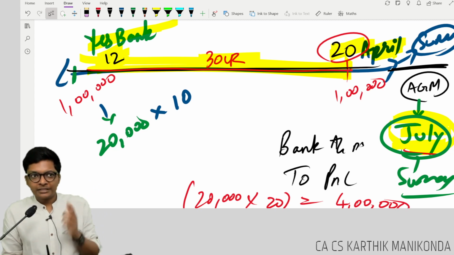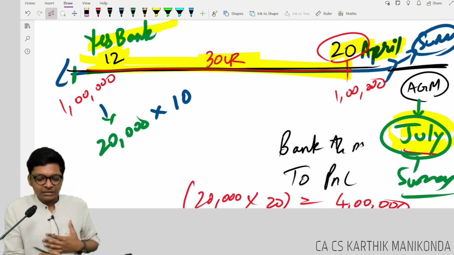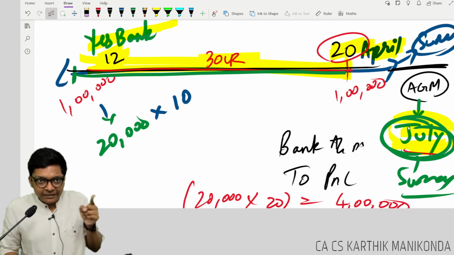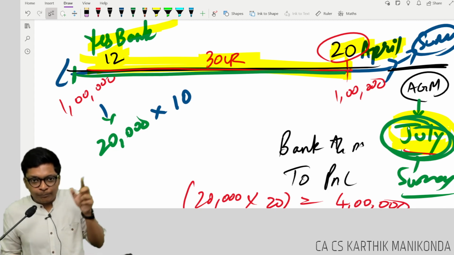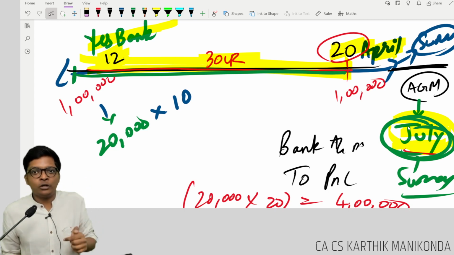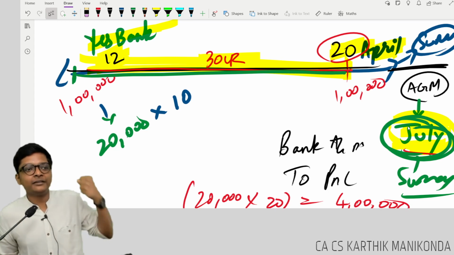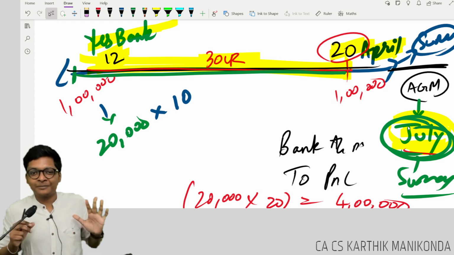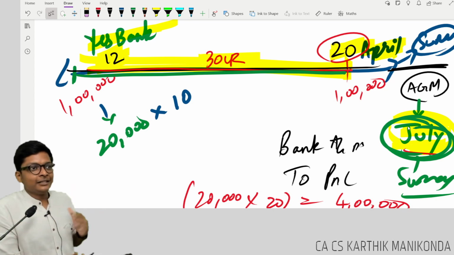No, this dividend should come to me because I was the shareholder. Even though I am not the shareholder in July, the dividend is paid out of profits earned during the year. During the year, I was the shareholder. Give the dividend to me. What Yes Bank will tell? No, not for you. Yes Bank will tell, no, sorry. Just because I am Yes Bank, don't expect me to tell yes for everything. Dividend is not for you.